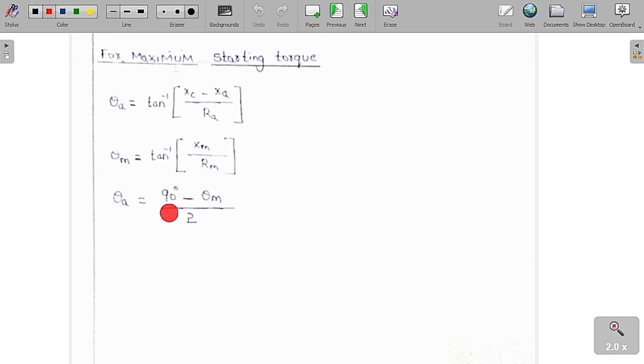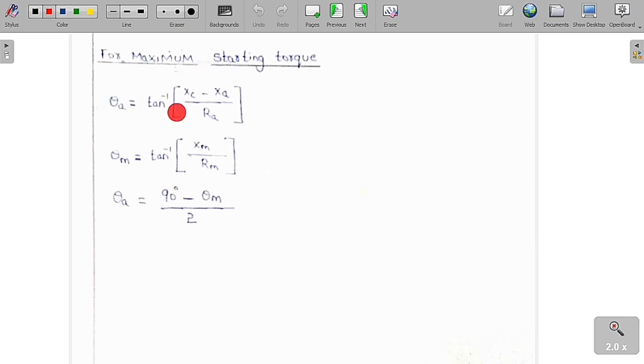Then theta is equal to 90 minus theta m by 2. At this condition, you are going to get the maximum starting torque. Theta is the tan inverse of (Xc minus Xa) by Ra, and theta m is equal to tan inverse of Xm by Rm. Then theta should be equal to 90 minus theta m by 2. At this condition, you are going to get the maximum starting torque.